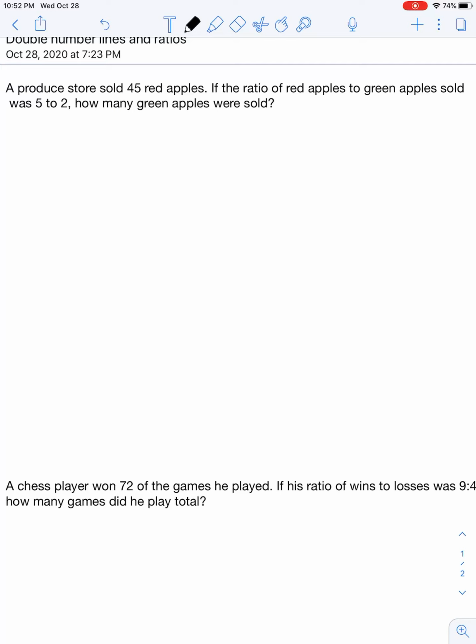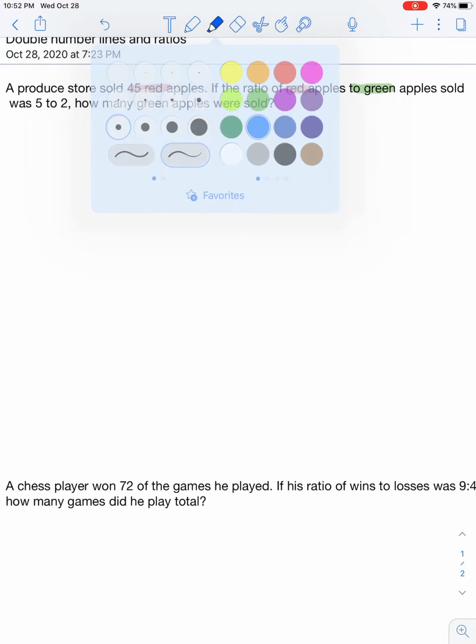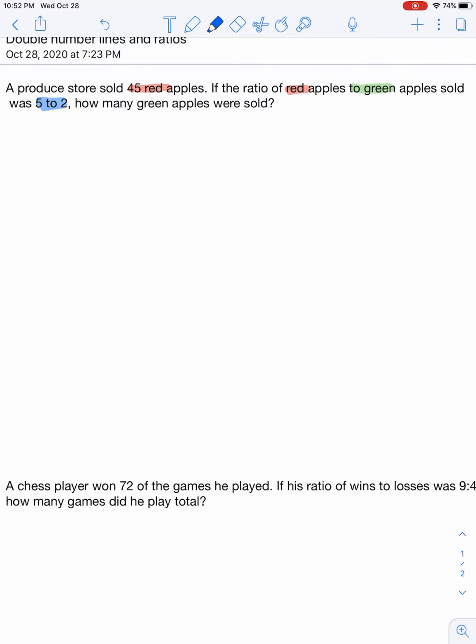A produce store sold 45 red apples. If the ratio of red apples to green apples sold was 5 to 2, how many green apples were sold? Okay, so let's highlight the important information here. A produce store sold 45 red apples. That's important. And the ratio of red apples to green apples was 5 to 2. Okay. And what do they want to know? They want to know how many green apples were sold.